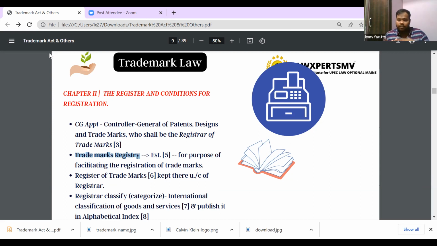In the registry, you will have the registrar, and this registrar has to maintain a particular register known as the register of trademarks. In that register, he has to enter all the trademarks in a proper way as per Section 6. And whenever he is entering any new trademarks, he has to classify them in a proper way. The proper way is nothing but the international classification of goods and services, as per the Madrid Agreement. There are around 45 to 48 classes, and based on that classification only, you have to maintain the register. This is as per Section 7 of the Trademark Act. And whenever you enter any particular trademark, you have to publish it in the alphabetical index page so that everybody can easily understand what trademarks have been entered into the register.